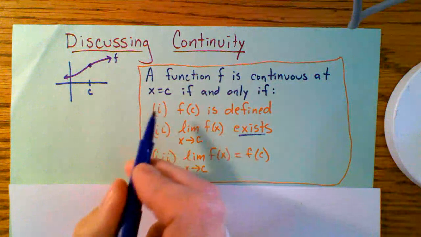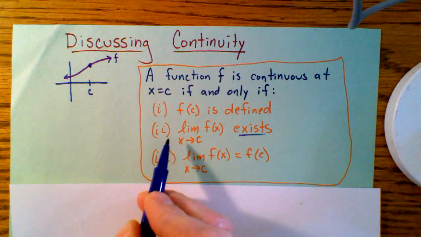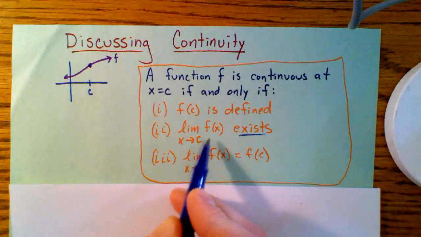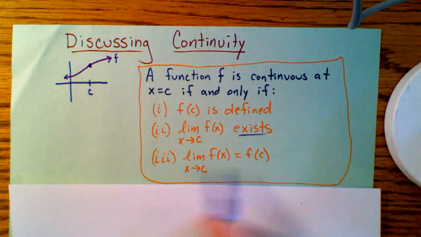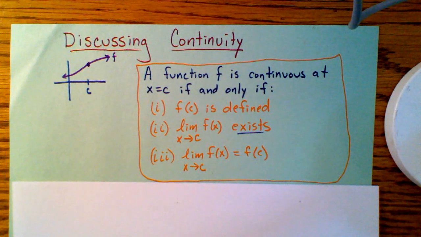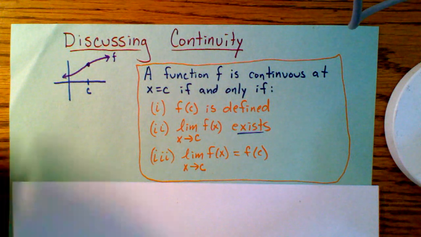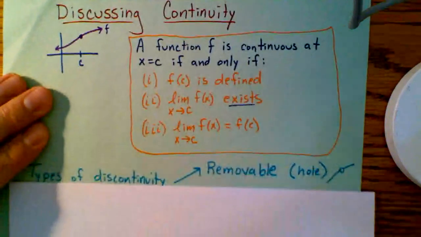So basically, is the value at c defined? Is the limit as x approaches that value existing? Yes. And then do those two equal each other? If they do, then we can say the function is continuous. I'm going to put a snapshot of all of this on the Google Classroom for you so you can have it. But that's how we determine if a function is continuous.